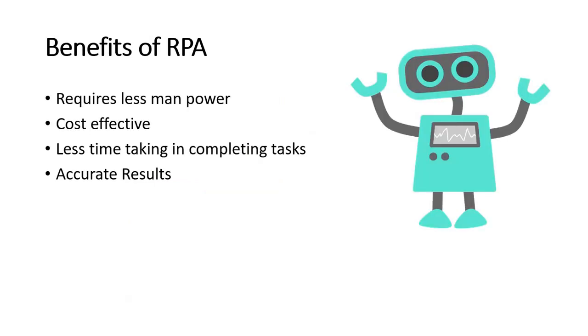Benefits of robotic process automation. As we saw in the example of BPO industries, where we have a lot of repetitive tasks, if we implement a robot, it can perform the repetitive tasks 24/7, so it requires less manpower. It is cost effective because a single robot can perform multiple tasks at a time, in parallel or in sequence. Thereby it takes less time to complete the task and produces results very accurately with a lower error rate.